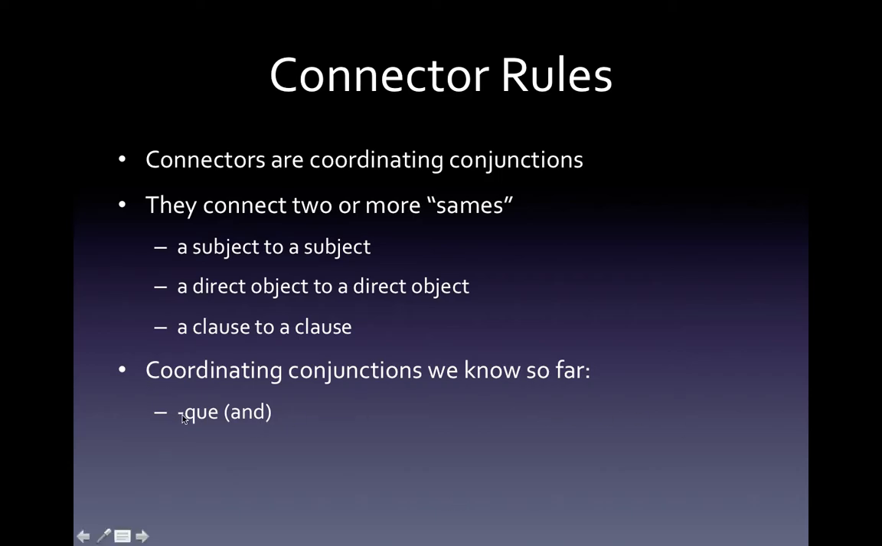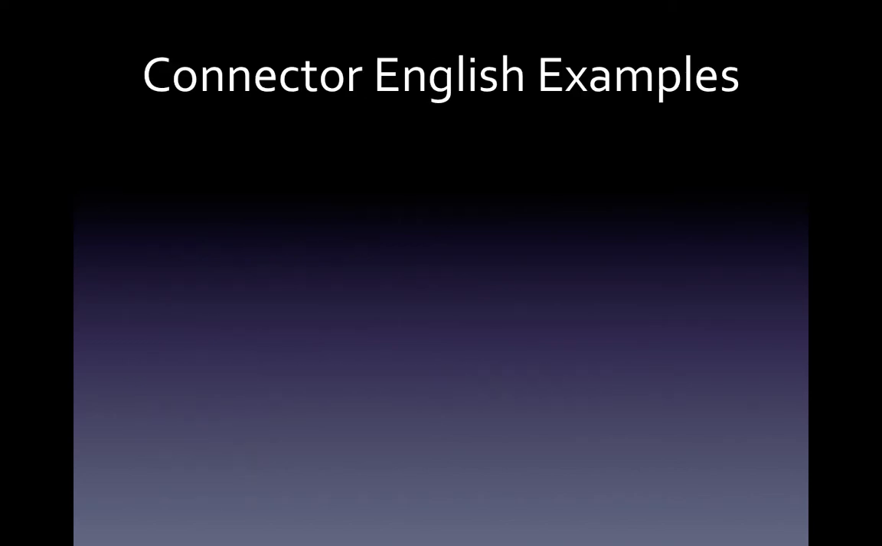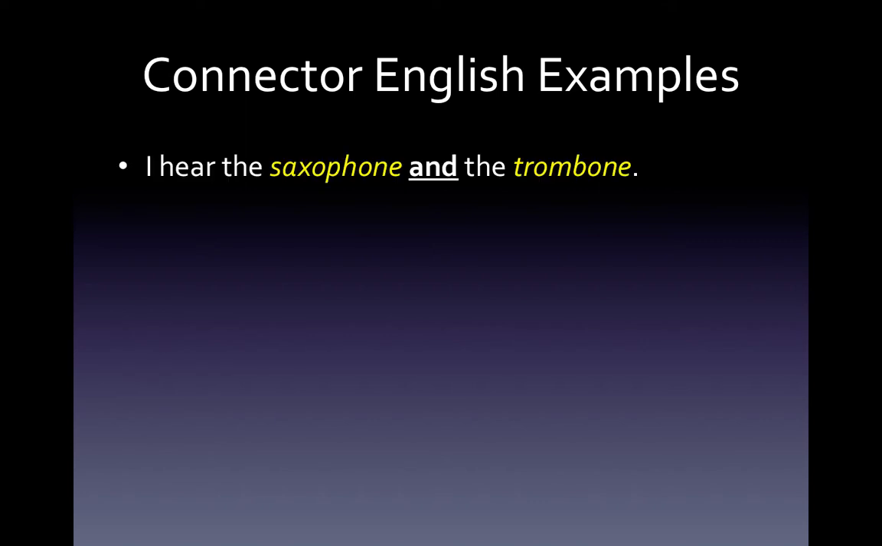Some coordinating conjunctions that we know so far: que means and. This little extra dash in front of it means that it is an enclitic, or it attaches itself onto the end of a word. Et also means and, but this one just hangs out by itself. Sed means but. All right, some connector English examples. Since this idea, or at least referencing it this way, is new, I figured we should start off in English.